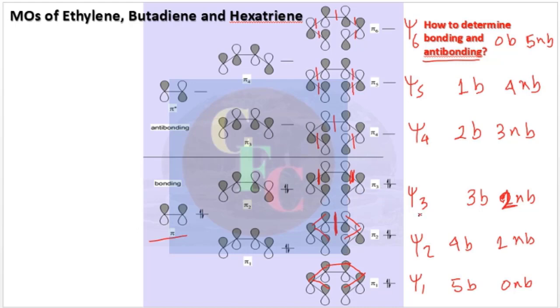So bonding molecular pi MOs are those which have more number of bonding situations than non-bonding situations. See, in all these three, here there was 0, so it exceeded non-bonding by 5, then 4:1, then 3:2. 3:2 is very close, it exceeded only by 1 bonding situation, but still bonding is winning, right? Bonding is winning over non-bonding situation. But from psi 4, see, bonding is losing, non-bonding is winning now. 2 to 3, 1 to 4, 0 to 5, right?